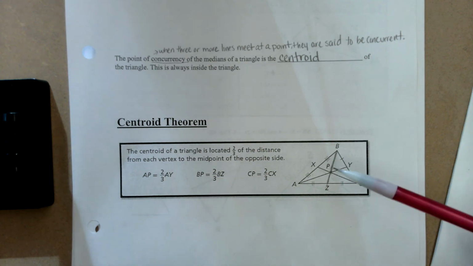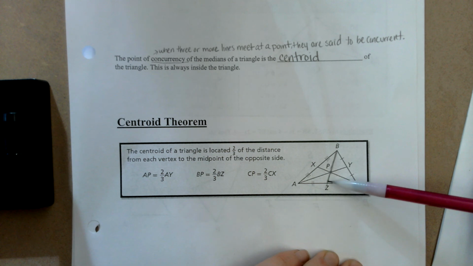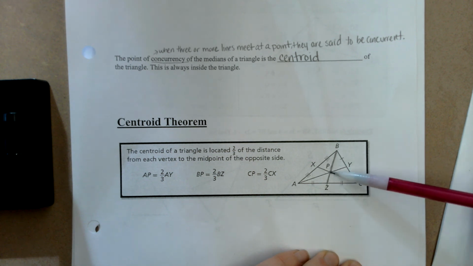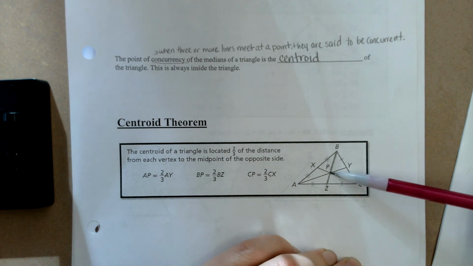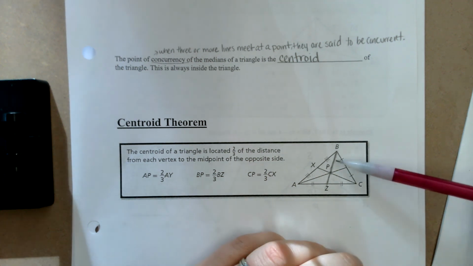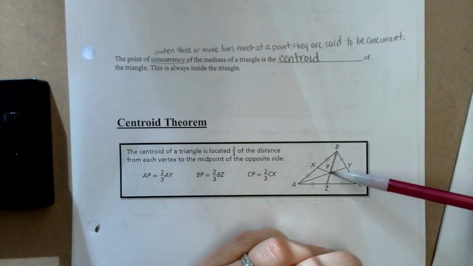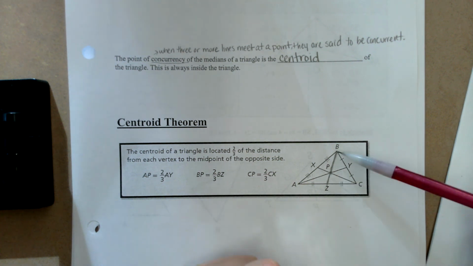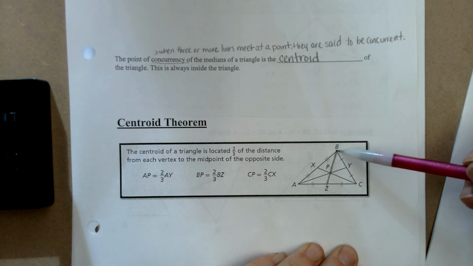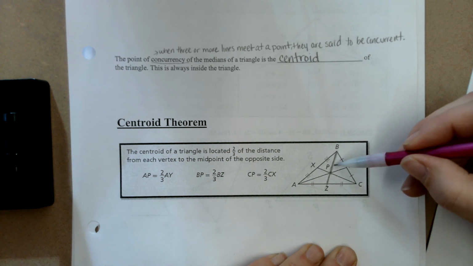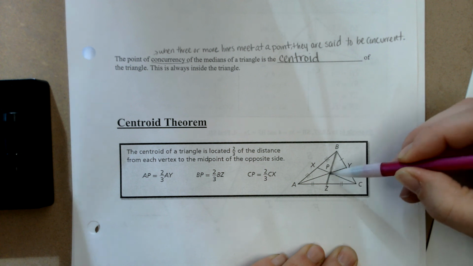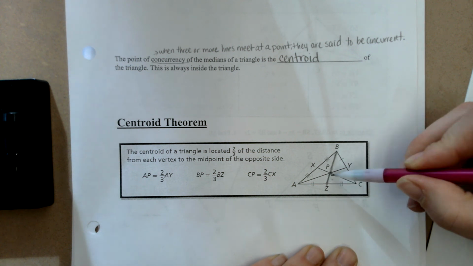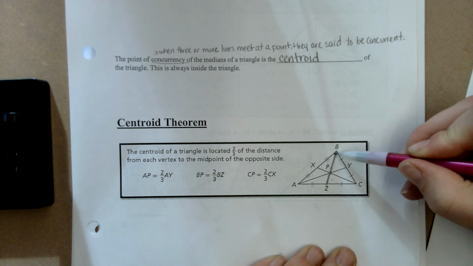So again, just to reiterate that, this whole median is BZ. BP is 2/3 of that, and then ZP would be 1/3 of that. So if BP was 20, that's 2/3. We know this is half of that. This little line has to be half of that because it's only 1/3. So that would be 10, and the whole line would be 30.